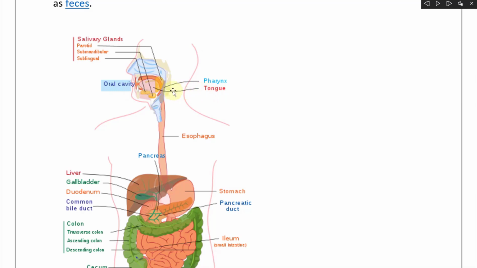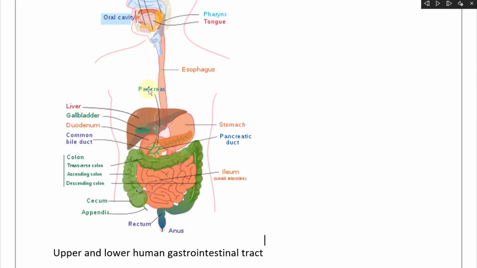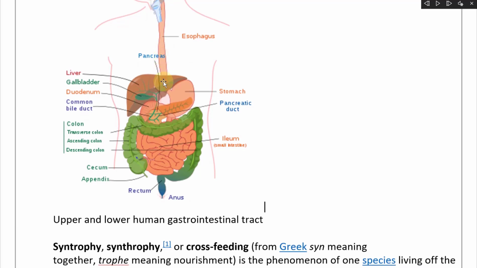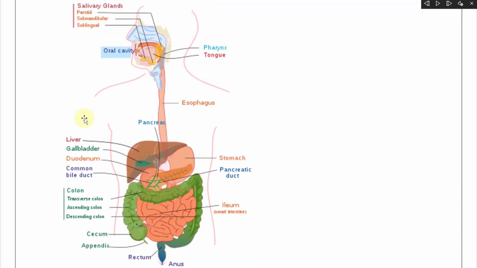There's a tongue, the pharynx, and then it goes all the way down the esophagus for the food. And I think the pharynx is the opening just behind the mouth over there. And then it basically goes all the way down here. Esophagus for the food goes down. There's a stomach, the pancreatic duct, the liver, gallbladder, the duodenum, the common bile duct, and then you have the colon over here, which has the transverse colon, ascending colon, and descending colon.